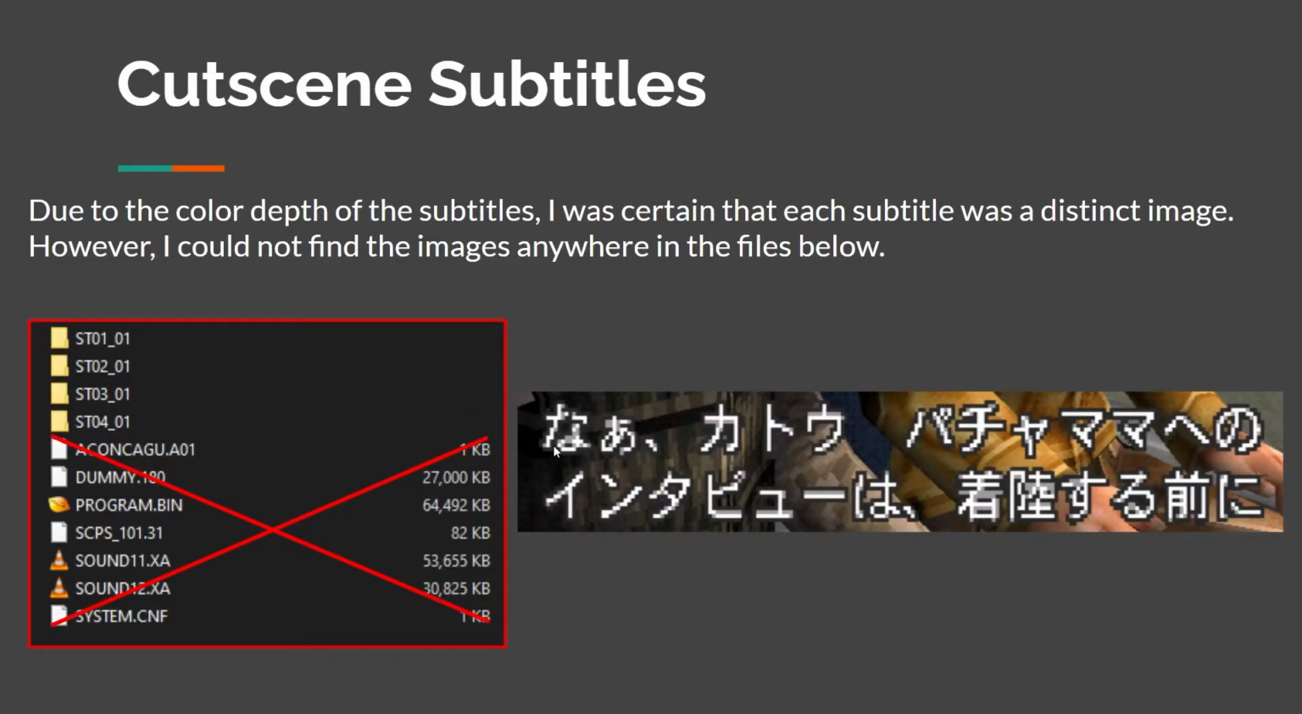So because these images used a rather high color depth, they used quite a few shades of gray, I was certain that each subtitle was actually a distinct image. I couldn't find any font that the game was using to pull these characters from. And I could not find these images anywhere in these files. It wasn't in PROGRAM.BIN, which to our knowledge was supposed to hold everything. Through the process of elimination, I discovered that it had to have been inside the audio files.